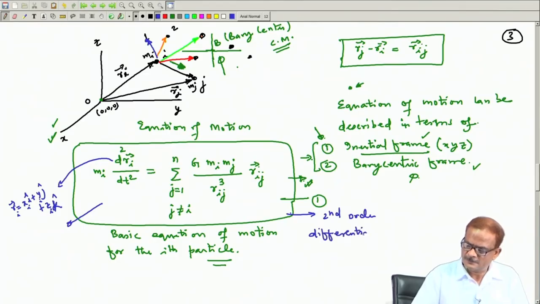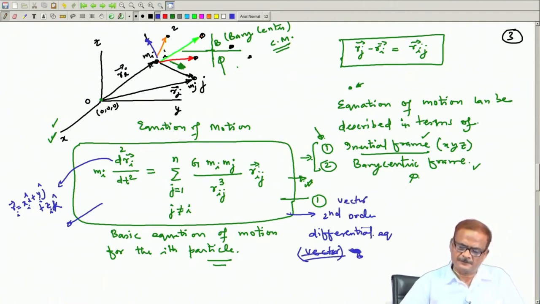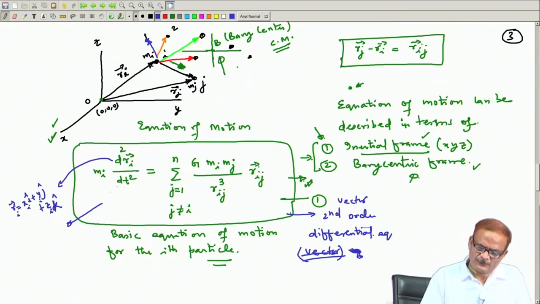Differential vector equation. This is a vector, or simply we can write vector second order differential equation. So, this implies that we can break it into three parts.